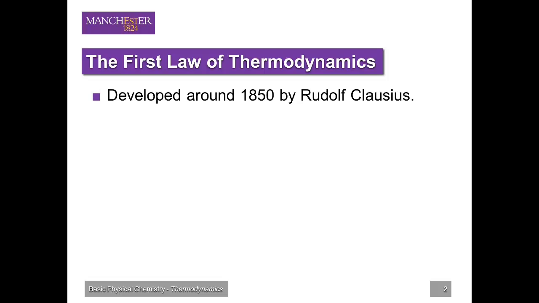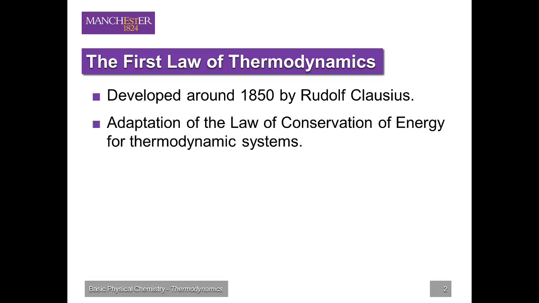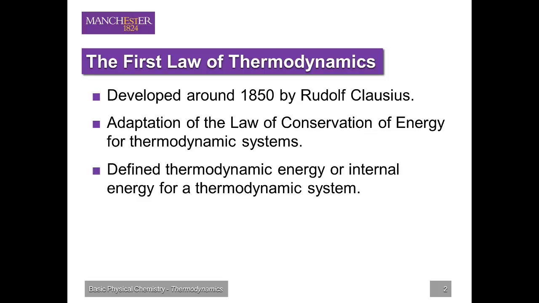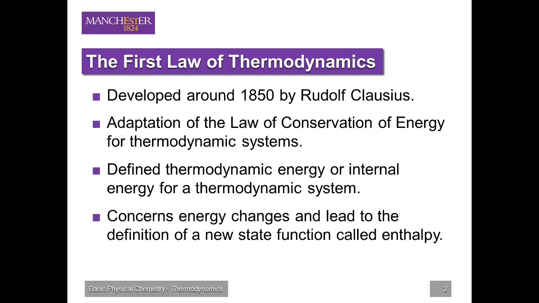The story begins around 1850 when a German scientist named Rudolf Clausius took the law of conservation of energy, which states that energy can neither be created nor destroyed, merely changed from one form into another, and applied it to the idea of a thermodynamic system. This resulted in the first law of thermodynamics, which defines change in the state function internal energy of a system, based on energy flow into or out of the system. It subsequently then led to the definition of a further state function called enthalpy.